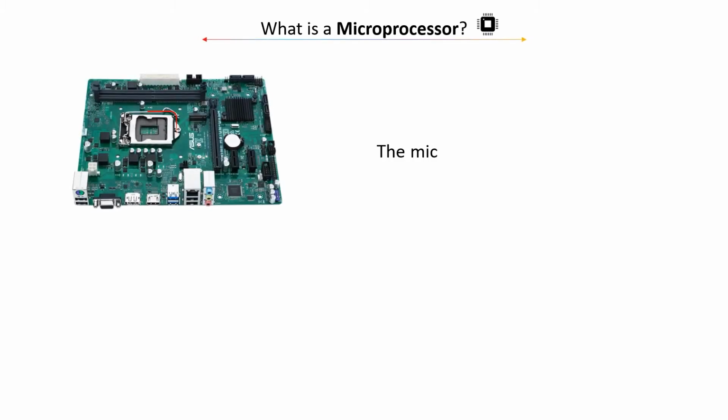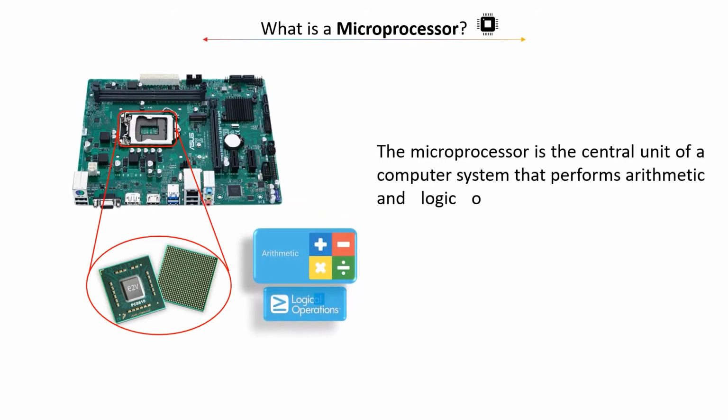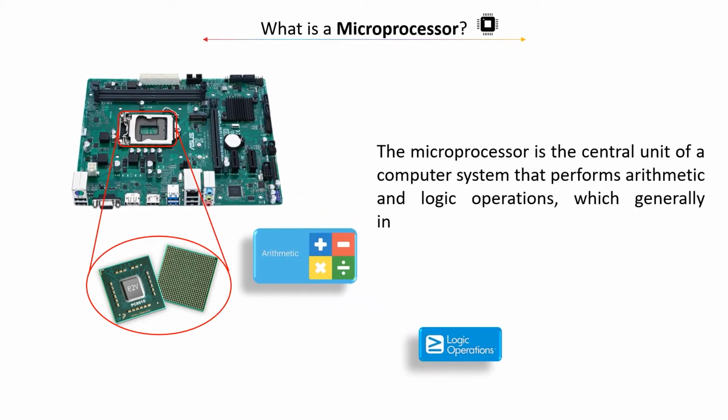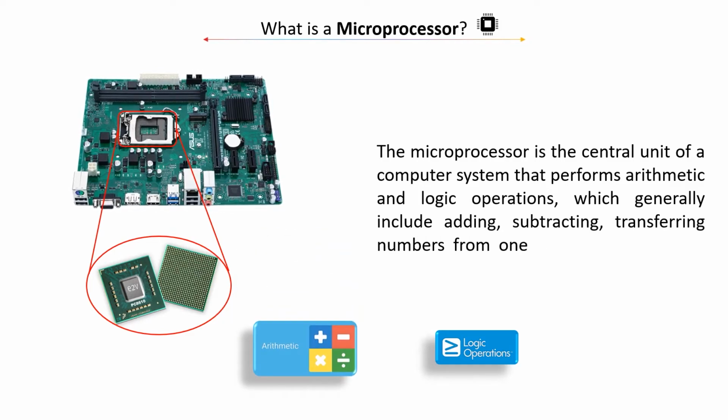So what is a microprocessor? The microprocessor is the central unit of a computer system that performs arithmetic and logic operations, which generally include adding, subtracting, transferring numbers from one area to another, and comparing two numbers.